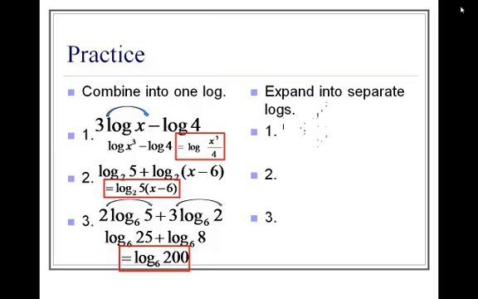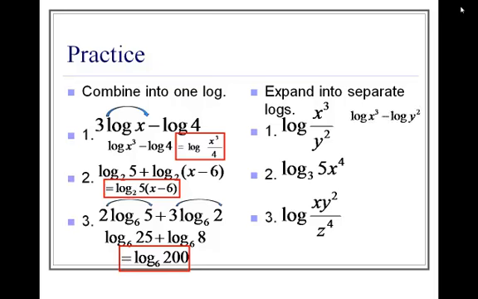Alright, now we're going to be expanding. This is starting with it all squished together, and then we're going to expand it back out into separate logs. So on the first one, we have division, which means we're going to separate these back out with a subtraction sign. So the first thing we're going to do is separate them out by saying log of x to the third minus log of y squared. Now the 3 in front of the first log, or on the power, is going to move out in front of the first log, and the 2 as the power is going to move out in front of the second log. So our final answer would be 3 log x minus 2 log y.